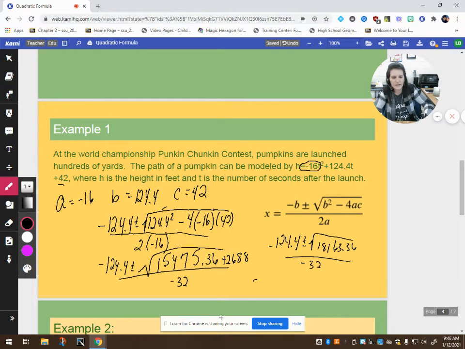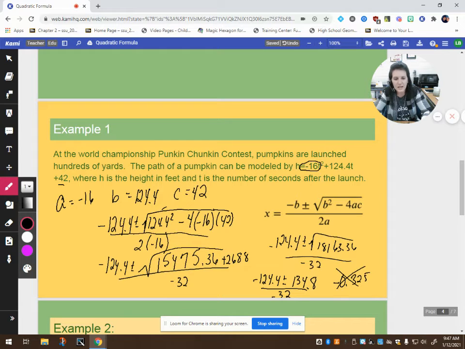So I'm just going to write negative 124.4 plus or minus 134.8. Notice I did not put the square root symbol. I already took the square root. That's where I came up with this. So I don't need to write the square root symbol anymore. All over negative 32. So negative 124.4 plus 134.8 is equal to 10.4 divided by negative 32 gives me negative 0.325. But we don't care about that one because remember that doesn't make any sense in terms of our problem.